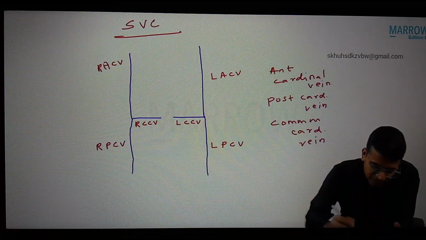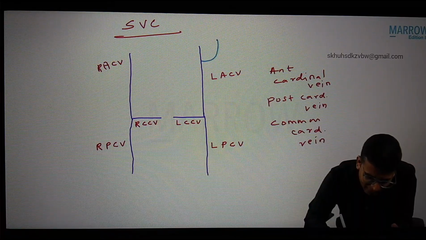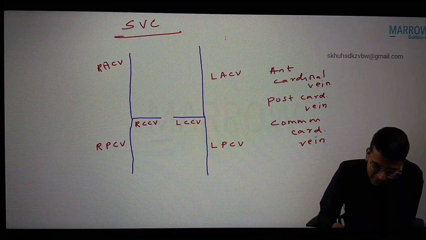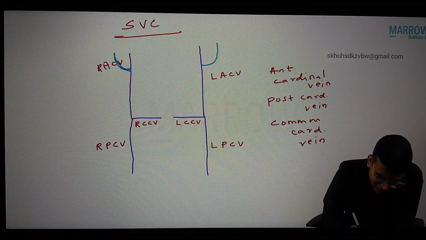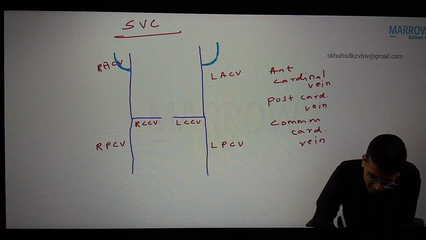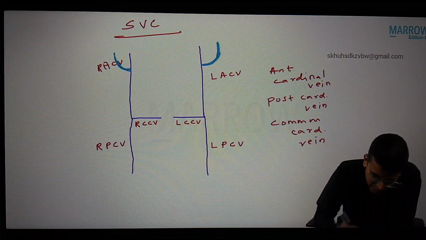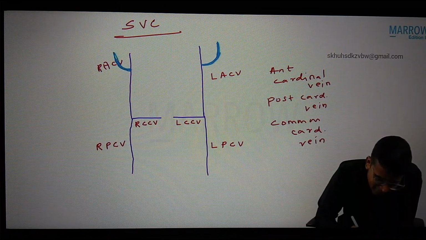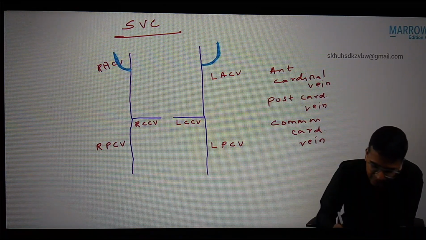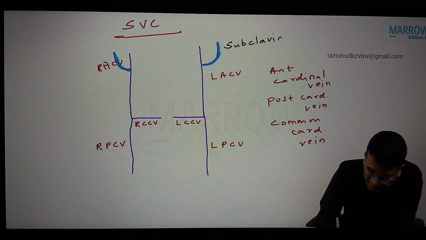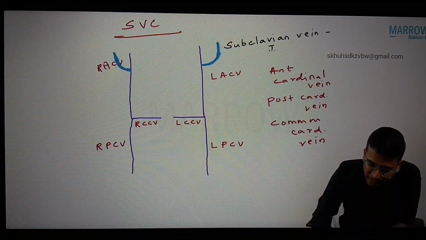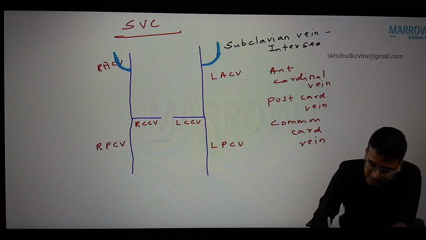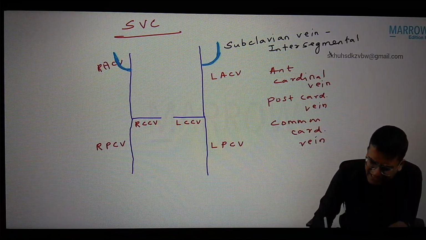Now, subclavian vein formation. See, subclavian vein is derived from intersegmental vein. This is our subclavian vein. So we just draw one line and write that vein as the subclavian vein. Right side, left side subclavian vein, they are coming from intersegmental veins. Just know this line, that is more than enough.